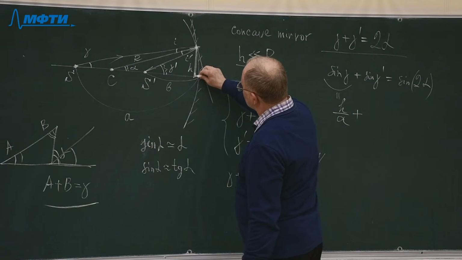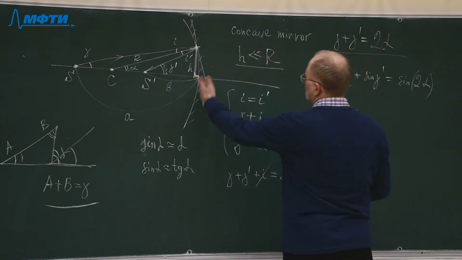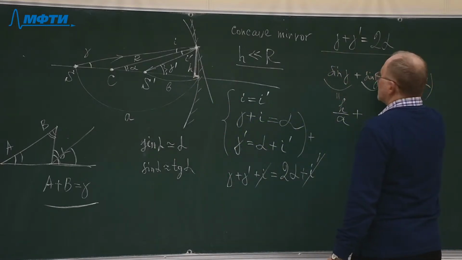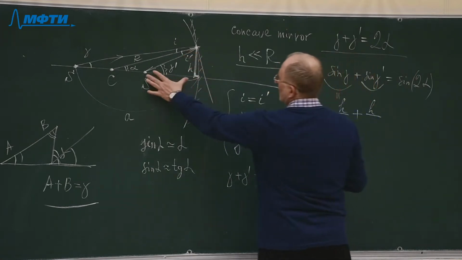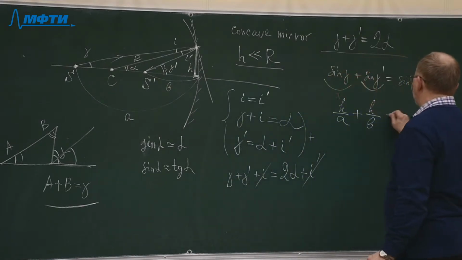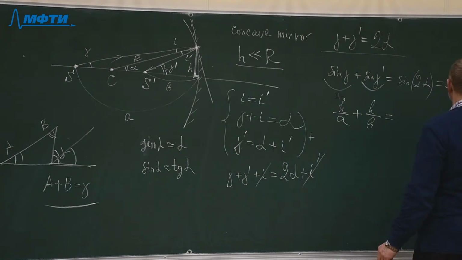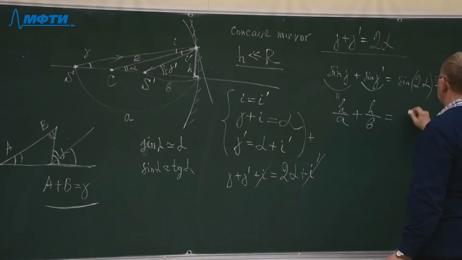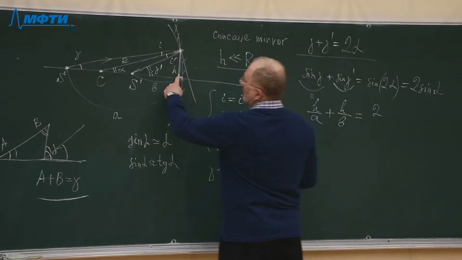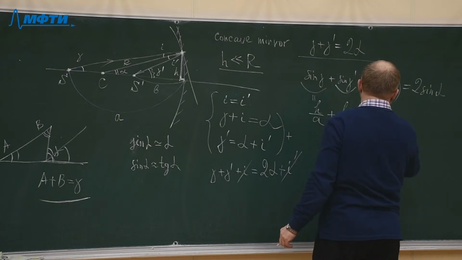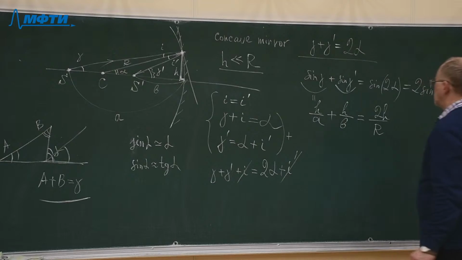Again, I remind you that we neglect this small distance here because it's very small, because we consider only paraxial rays. Also, sine gamma prime will be equal to h divided by the distance b of the image from the mirror. And also sine of 2 alpha, this is certainly 2 sine alpha for small angles, and this will be 2h divided by the radius of curvature. That's an approximate formula which holds very well for paraxial rays. It's a good approximation, but only for paraxial rays, only for paraxial optics.